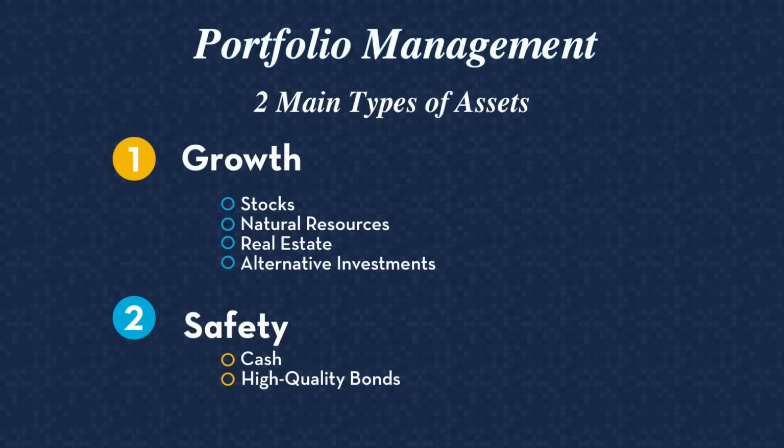And then, in addition to growth, you have your safe assets. These are the assets that are designed to preserve your principal, not fluctuate as much, perhaps provide a solid foundation on which your growth assets can rest. These are things like cash, perhaps, and these are things like high-quality bonds. Notice that word I used: high-quality bonds.